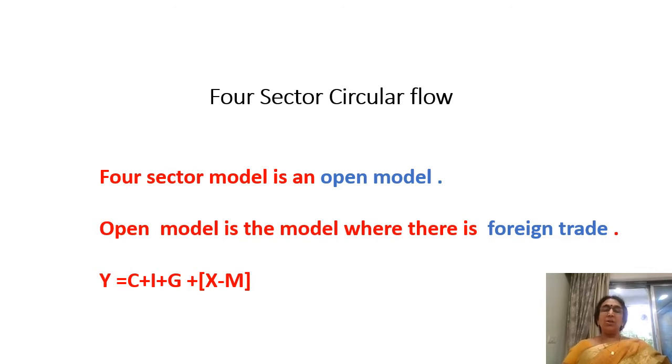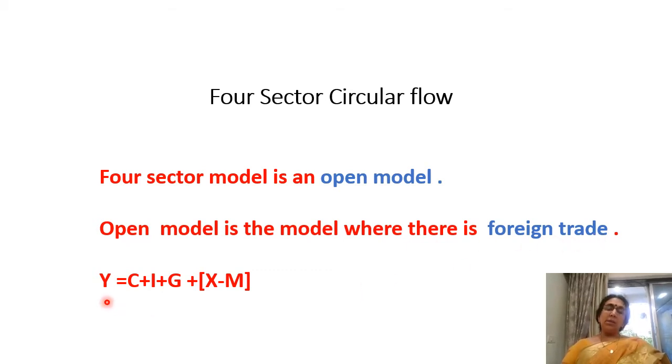Today, we are just continuing with our circular flow with the 4-sector model. You had already seen my video relating to all the 2-sector and 3-sector model. This video is starting with 4-sector model. What is the speciality of 4-sector model? It is an open economy model. What do you mean by open economy model? It is a model where there is a foreign trade. In the earlier models, especially in the 3-sector model, it was a closed model. This is an open model where there is a foreign trade.